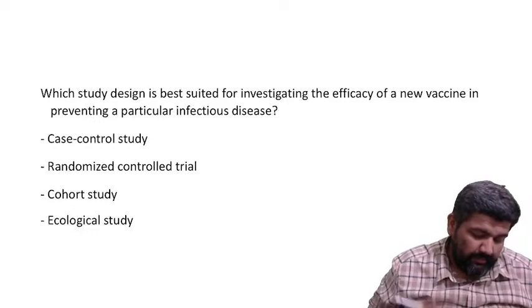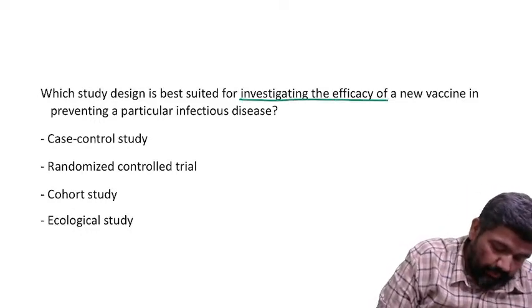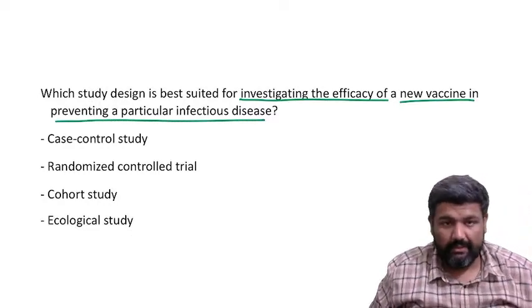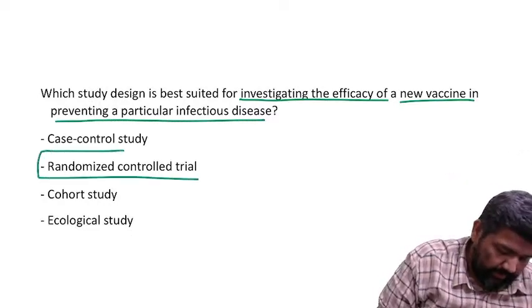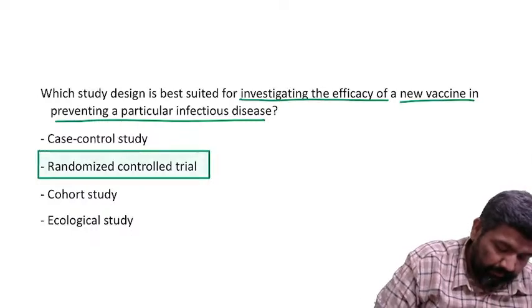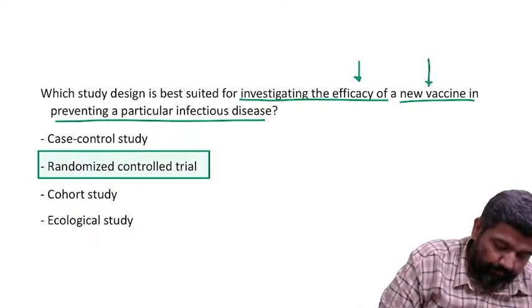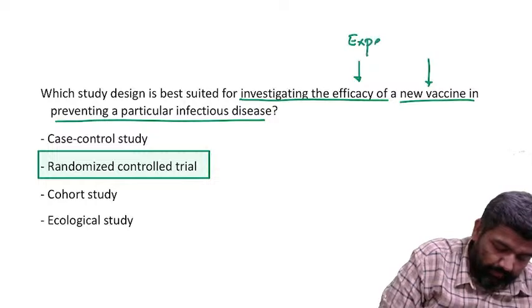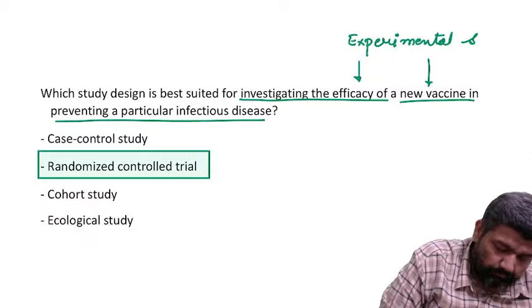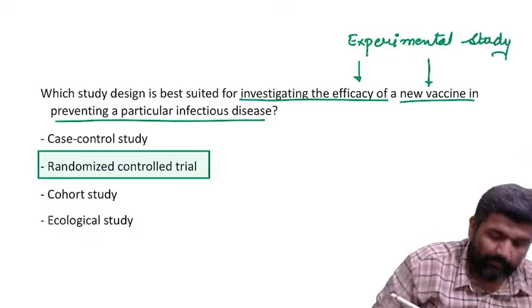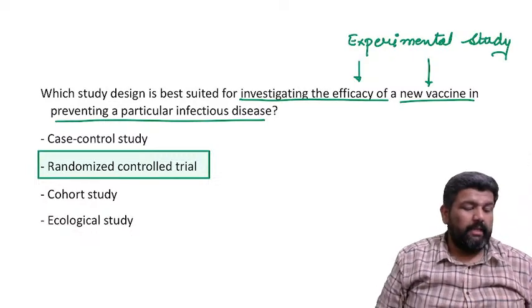Which study design is best suited for investigation of efficacy of a new vaccine in preventing a particular infectious disease? So the correct answer is randomized controlled trial, because efficacy of new vaccine means experimental study.